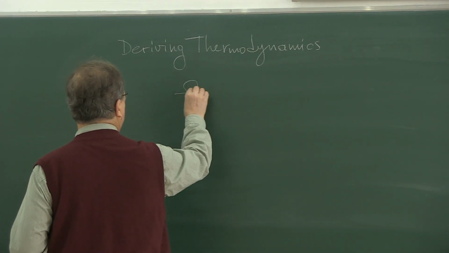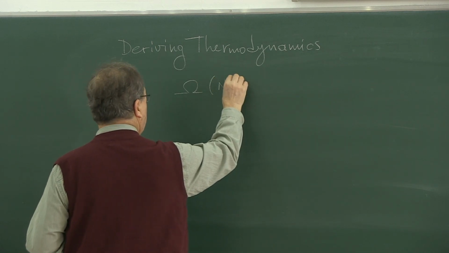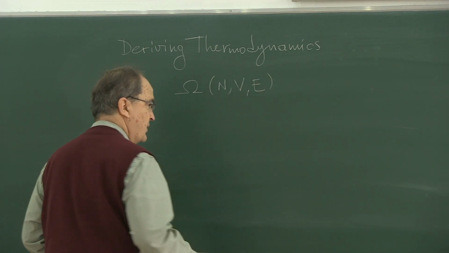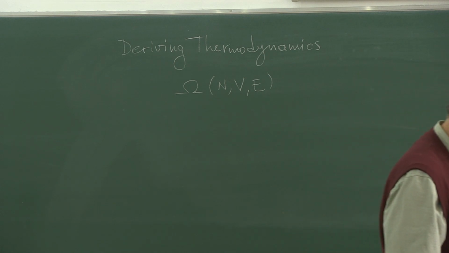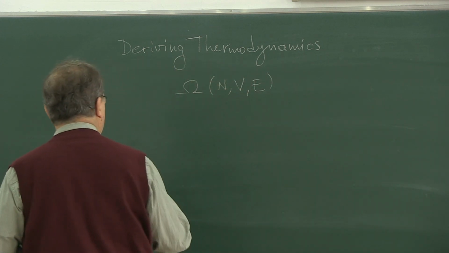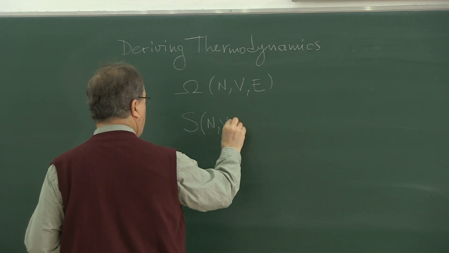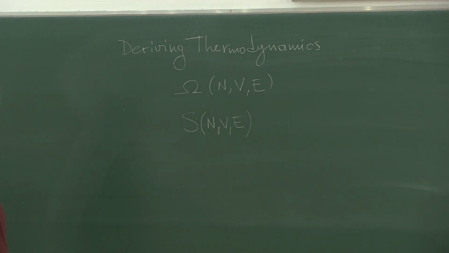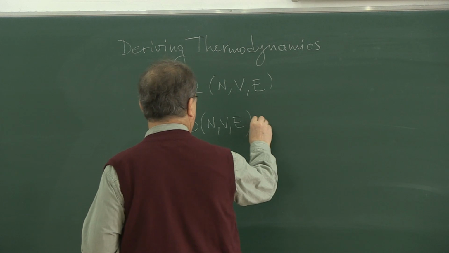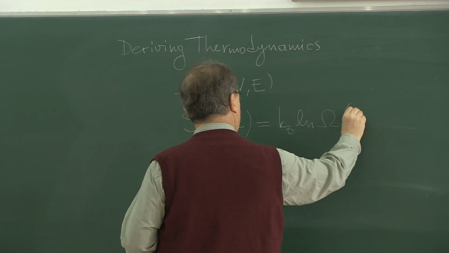Well, we have discussed that the total number of states available to your system can be written as a function of macroscopic variables: total number of particles in the system, volume, and energy of the system. And of course, the entropy will also be a function of the same variables, and it will be given by k_B ln Omega(N, V, E).